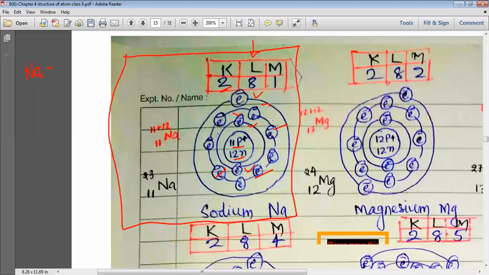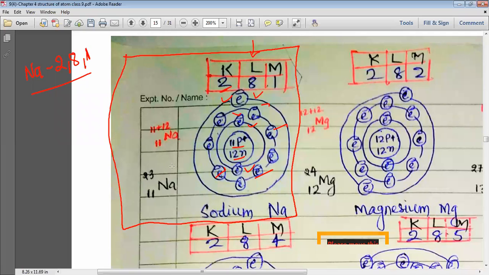But now, my dear students, the next electron, which is the 11th electron, goes into the M shell, and you can see that here we have the next electron going into the M shell, and thus we can write the electronic configuration for sodium as 2, 8, 1. This is what is known as the electronic configuration of sodium. So that means that in sodium, 2 electrons are in K shell, 8 electrons are in L shell, and 1 electron is present in M shell.